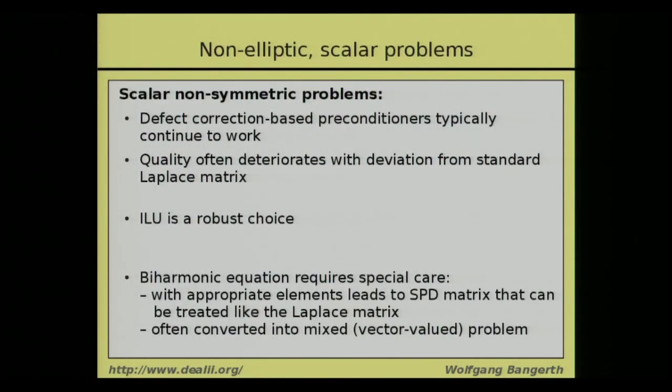So in general, as I said, if you deviate from the Laplace matrix, it becomes more difficult. The ILU method is typically still a robust choice for all of these matrices, and for the biharmonic equation, well, that's sort of a special case. Depending on what kind of finite elements I use, I can come up with an SPD matrix, or I need to convert it into a mixed vector valued problem, and then that's an entirely different issue.